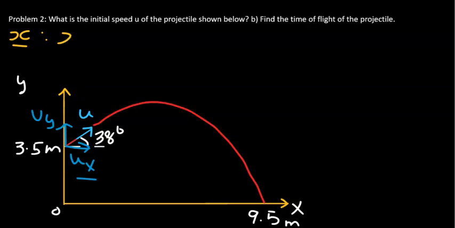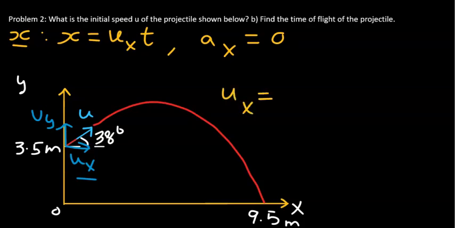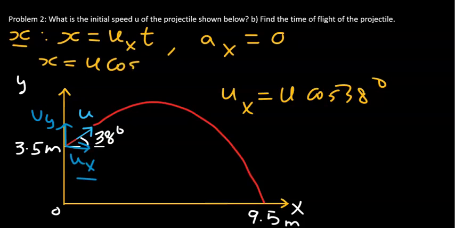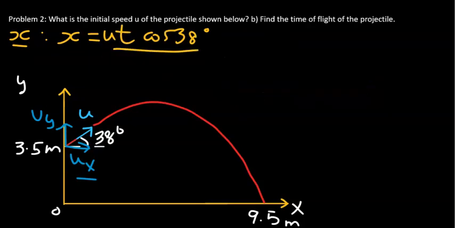The x-coordinate would change like that, because there is no acceleration along the x-axis. Now, since we know what ux is, quite simply u cosine 38 degrees, your x-coordinate will simply become u cosine 38 degrees times t, or ut cosine 38 degrees.